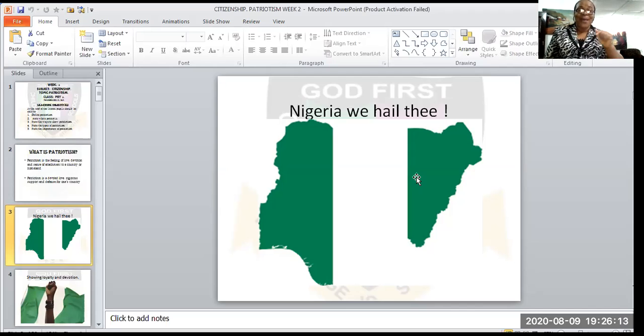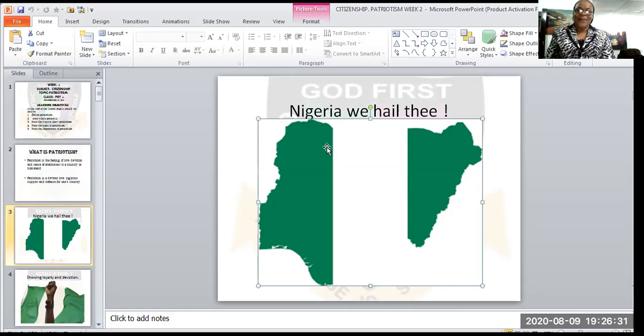Every other place apart from this nation, if you are there, you are a visitor. This is our homeland, and we must love our nation. Are we clear? Do we understand? Are we clear on that? Beautiful. Shall we go on?